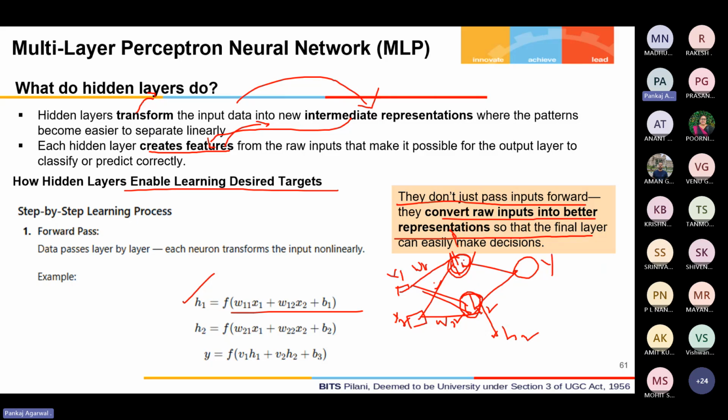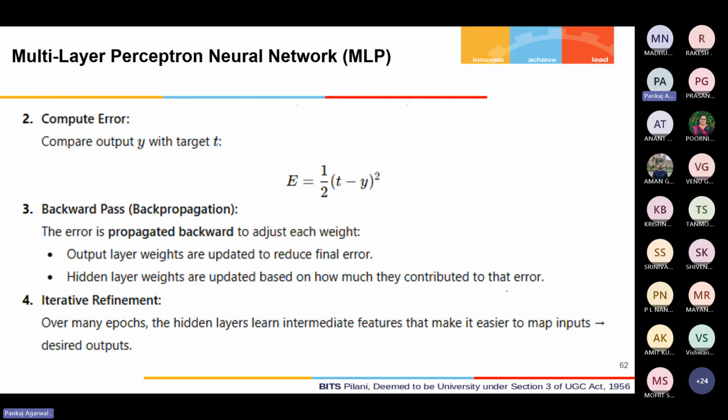Once I calculate H1 and H2, what I'm trying to show here is the forward pass. Y would get calculated similarly, through a function, with weights V1 and V2. V1 into H1, we have already calculated H1. So in a way, we are calculating the output in a forward fashion. When the forward pass is done, then we would compute the error.